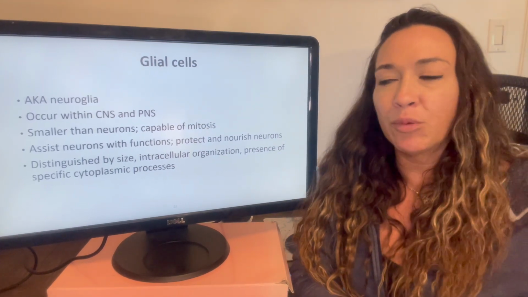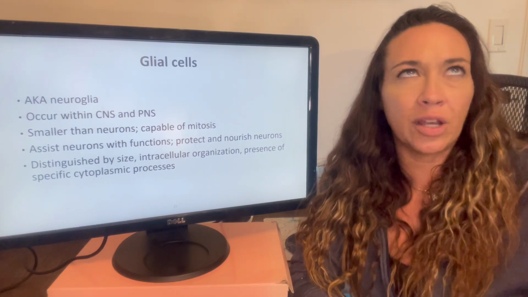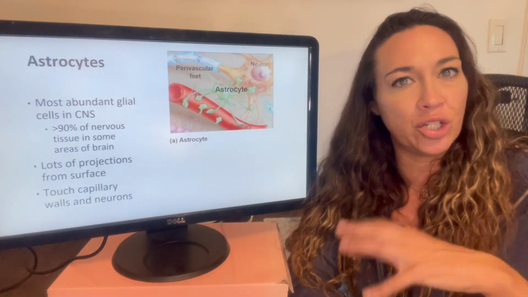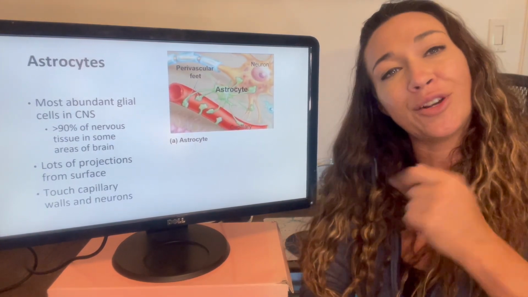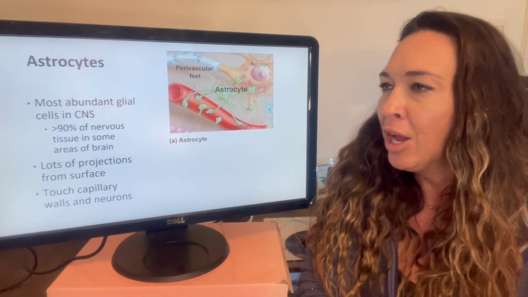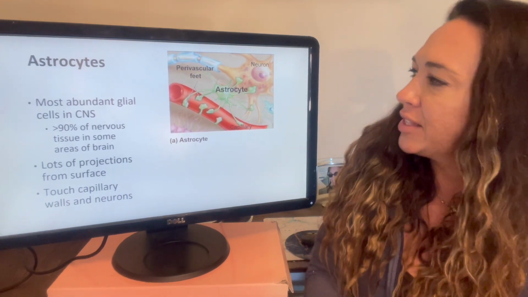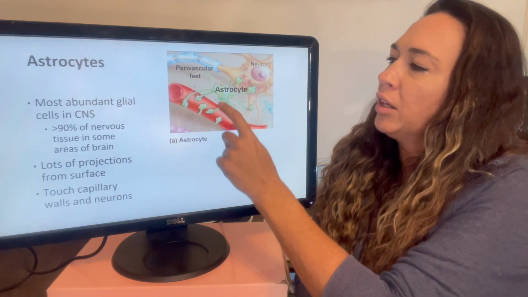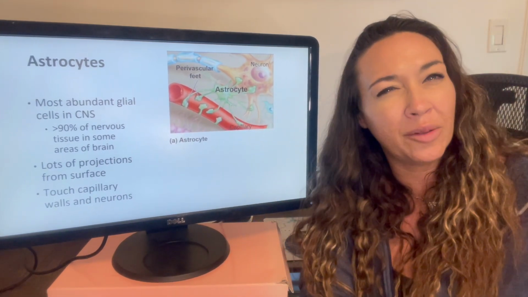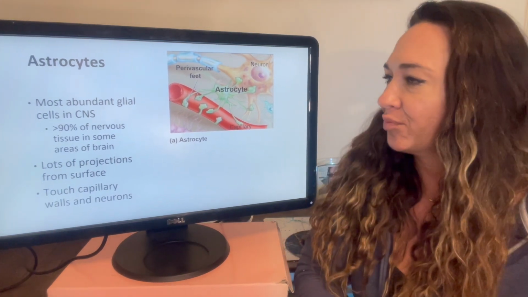They are typically distinguished by things like size, intercellular organization, and presence of specific cytoplasmic processes. But we are going to go into just the ones we're going to talk about today, including the first one, the astrocyte, which is the most common. This is the most abundant of all the glial cells. And this is a little kind of like a star. Imagine his center and then boom, he's kind of radiating outwards. Always kind of reminded me of a sea star, right? That's an astrocyte. Astro means star, right?